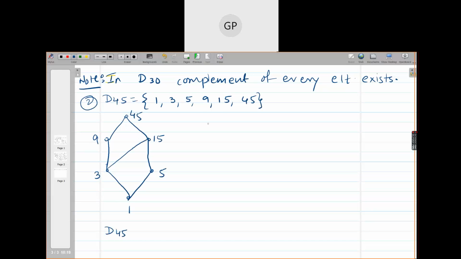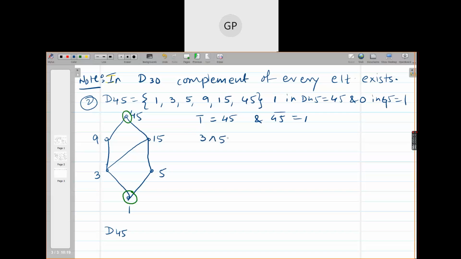Now let us try to find out complements. What is complement of 1? See, complement of the least element is the greatest element, 45. Complement of the least element is the greatest element. So 1 bar is 45 and 45 bar is 1. So here 1 in D45 is 45 and 0 in D45 is 1. Okay. Now what about 3?